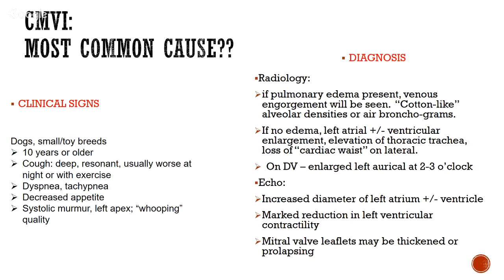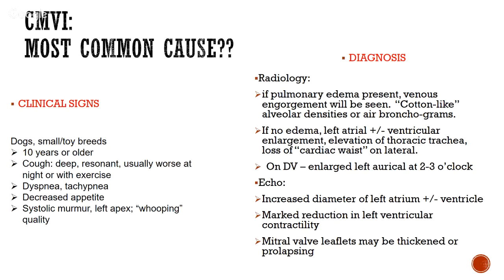If there's no edema, no fluid hiding it, you may see a left atrial and ventricular enlargement, elevation of the thoracic trachea, and a loss of the cardiac waist on lateral, meaning that we have a rounder heart than normal. On a dorsal ventral view, you may see the enlarged left auricle or the left atrium, that elephant ear that comes off the left atrium at about 2 or 3 o'clock.